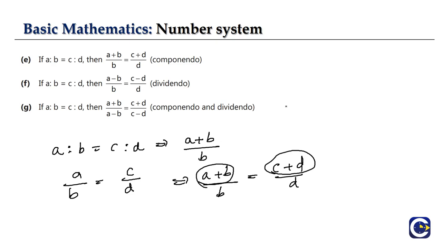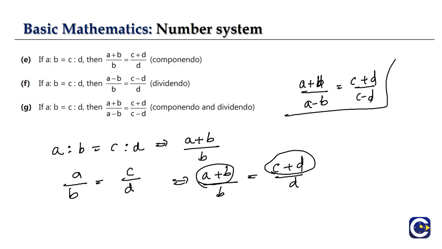So both componendo and dividendo means both addition and subtraction. So a plus b by a minus b will be equal to c plus d by c minus d. So this is our componendo and dividendo, right?